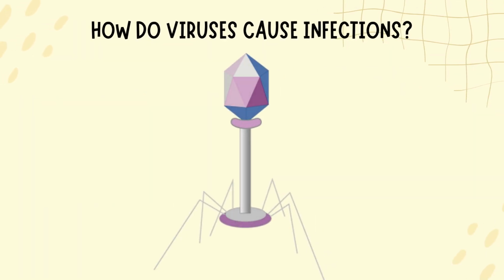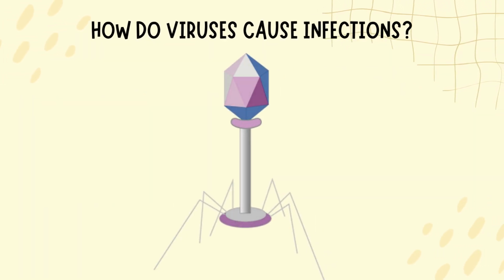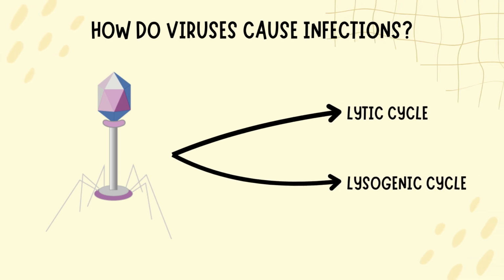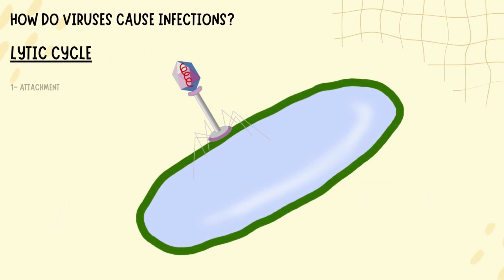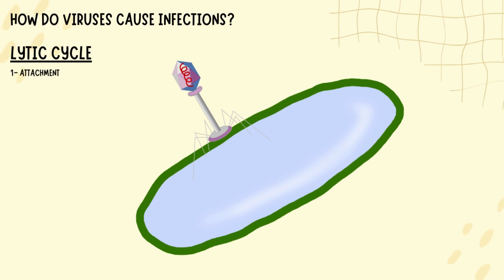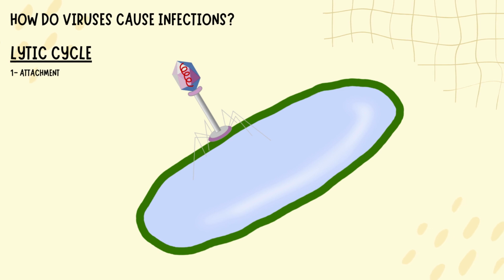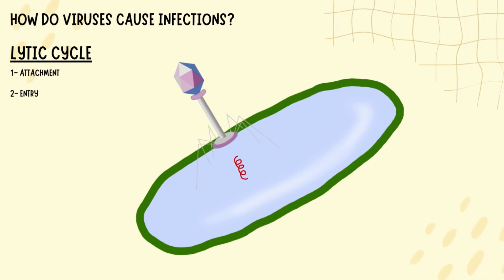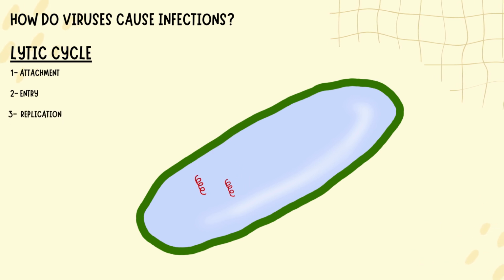To replicate, a virus must enter a host cell. The virus replicates by either the lytic cycle or the lysogenic cycle. In the lytic cycle, the virus attaches to the host cell using specific receptors in the plasma membrane of the host. Then the genetic material of the virus enters the cytoplasm of the host. The virus then uses the host cell to replicate.